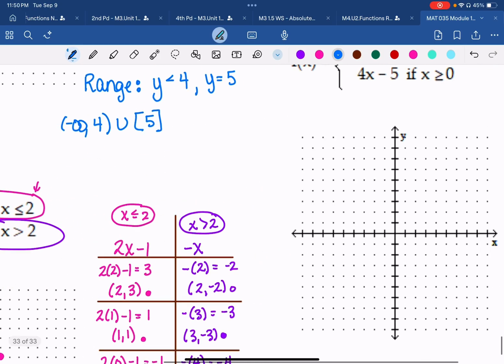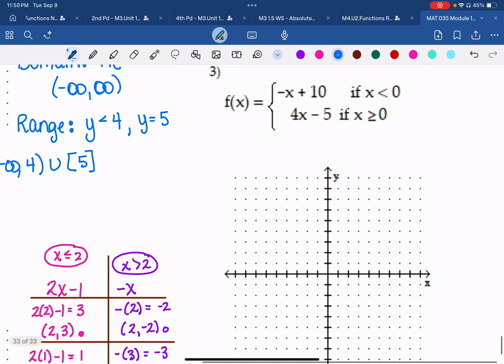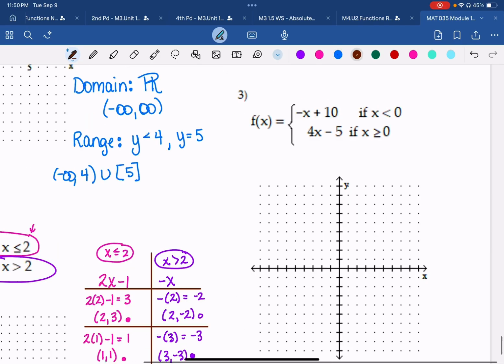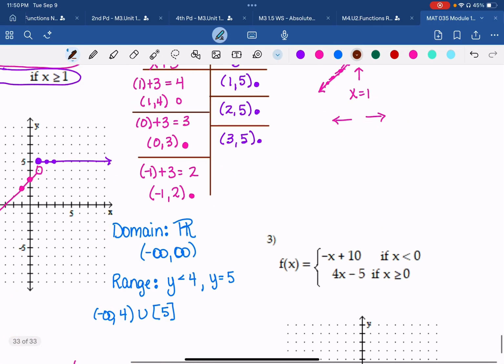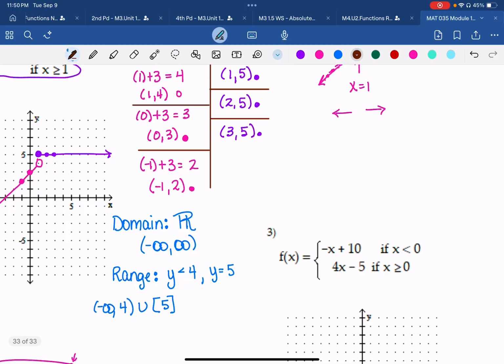All right, last one. Again, we're going to make us a table. Put my table above it. Some room.